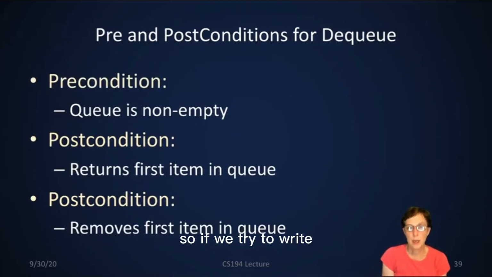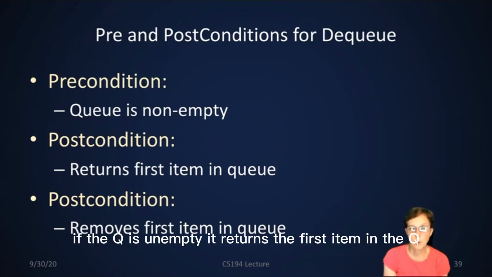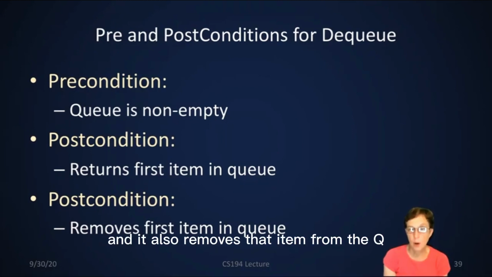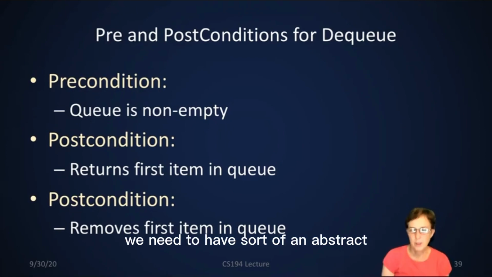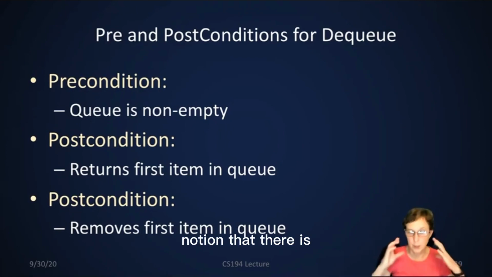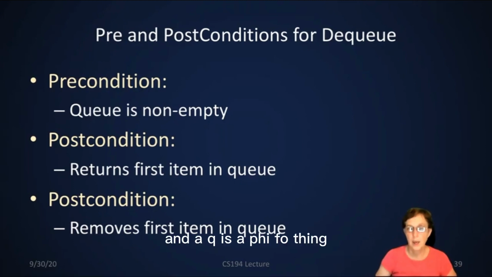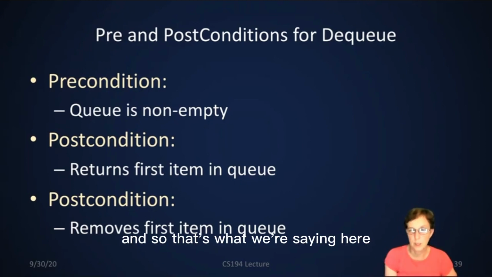So if we try to write our sequential specifications for just the DQ method, there's a couple of cases. The first one is the precondition is the queue is not empty. If the queue is not empty, it returns the first item in the queue, and it also removes that item from the queue. So even in writing this down, although we don't talk about items as an array, we need to have sort of an abstract notion that there is this type called a queue, and a queue is a FIFO thing. And so that's what we're saying here.